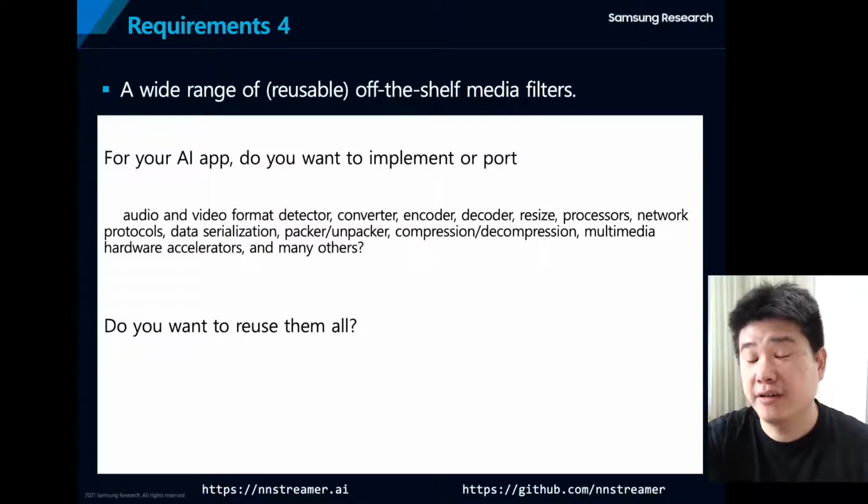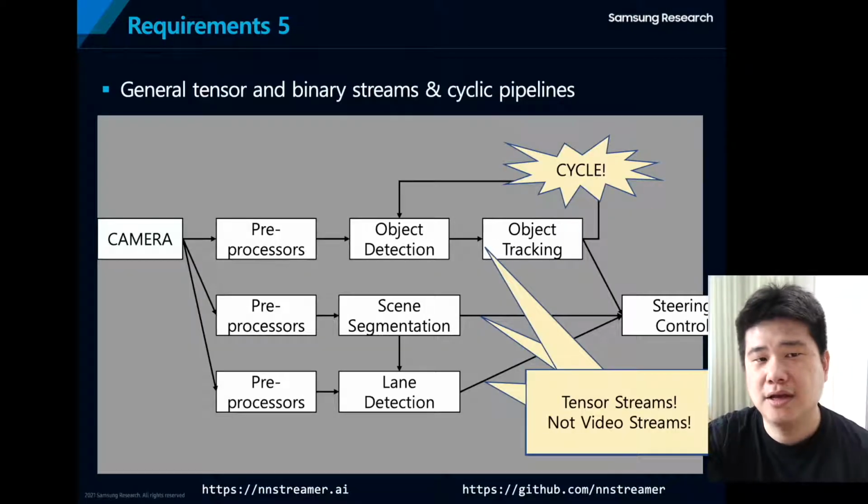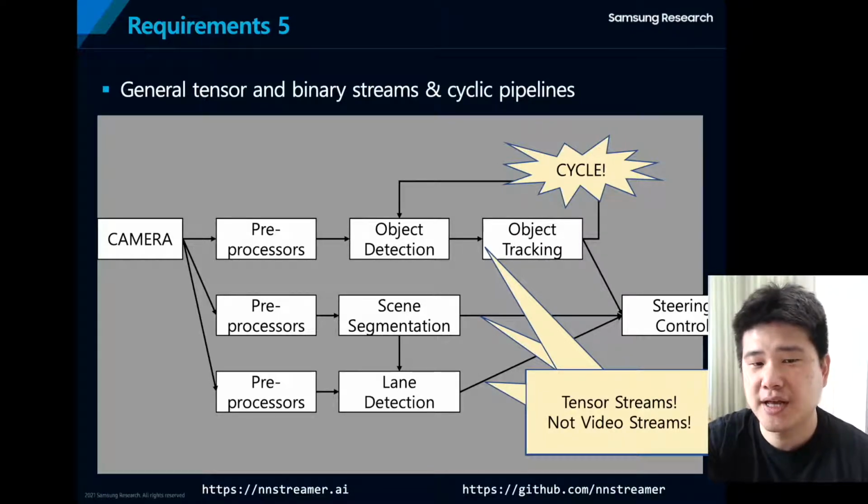We wanted a wide range of off-the-shelf video filters and any pre- or post-processors. In many different systems, we decode or pre-process many different types of video or audio formats, and many developers try to implement their own based on different libraries, but we didn't want our developers to re-implement such common media filters. Then requirement number 5 was to support general binary streams as our stream types, and we wanted to support cyclic pipelines.